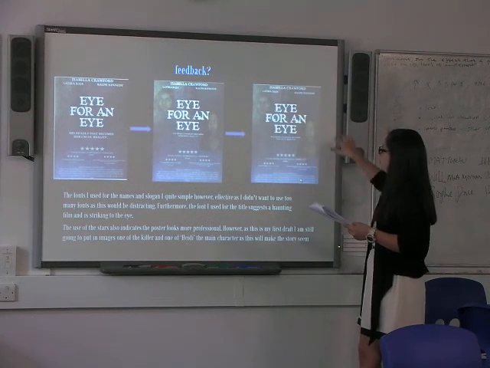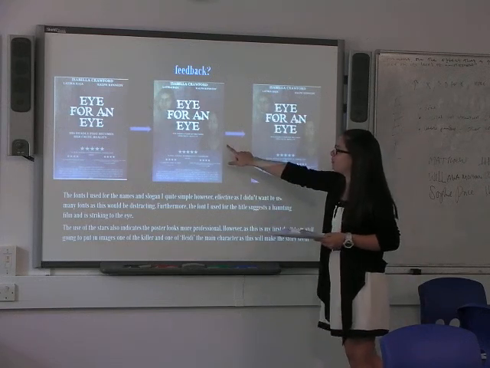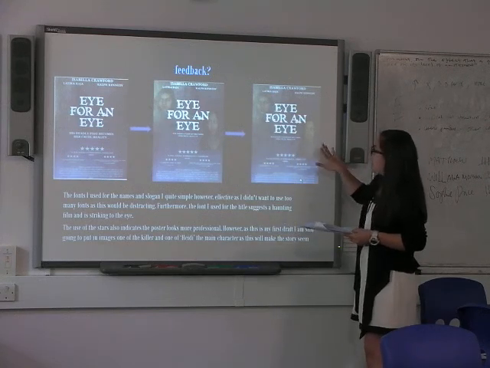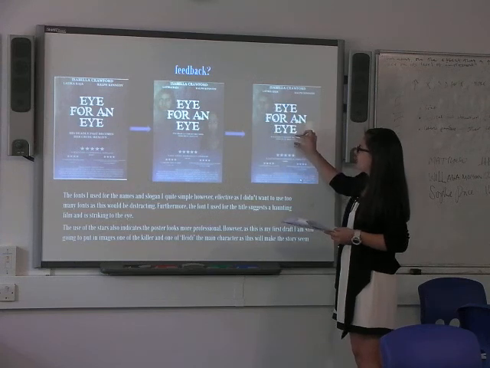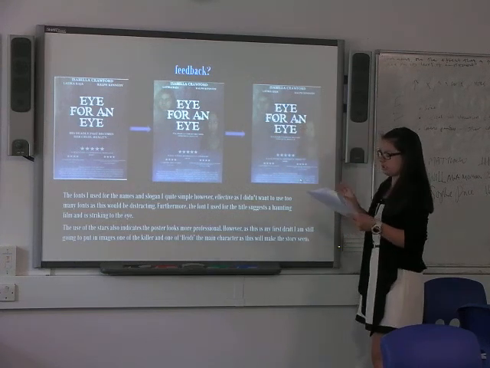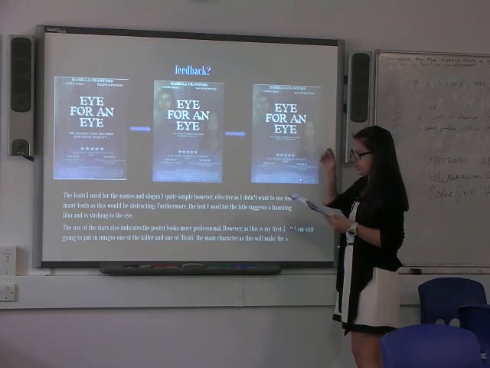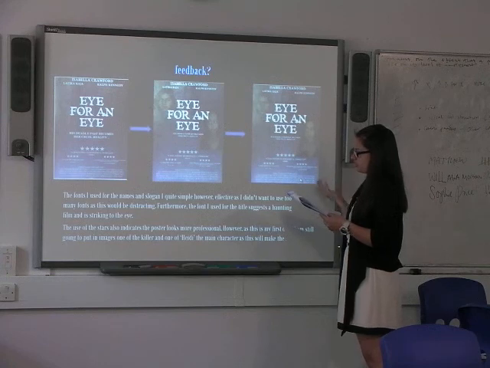And this is my final poster draft. My feedback was to blend the protagonist even more and to keep her the same, and to shrink the strapline so it doesn't take away any effect from the images and the font as well. And the use of the stars indicates the poster looks more professional.